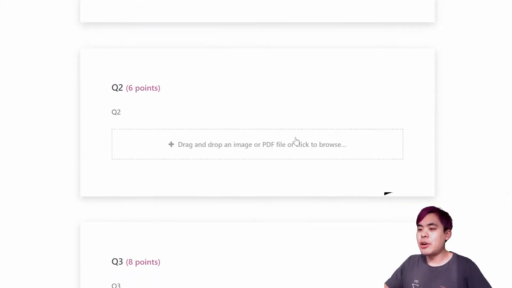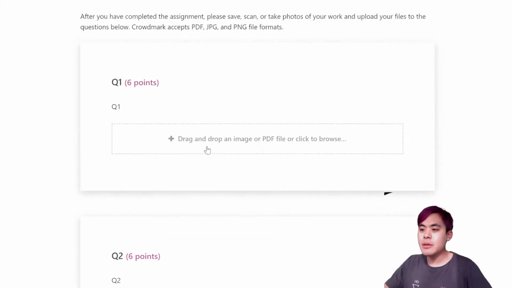You'll notice that there are 3 different slots for your answers. You will drag and drop whatever answer PDF you scanned into here. Can we use an iPad as a writing tool? Yes, you may use an iPad as a writing tool. You just then export to PDF, and then you can drag and drop it in.